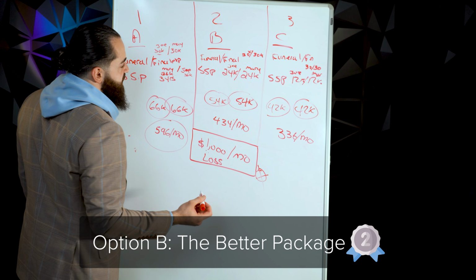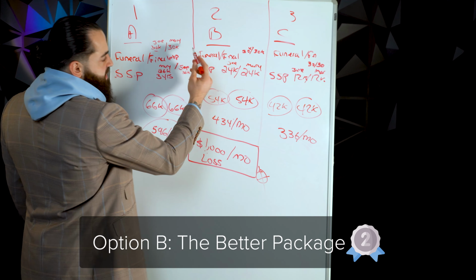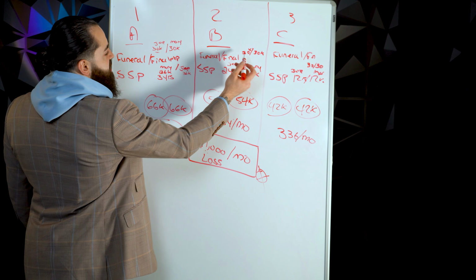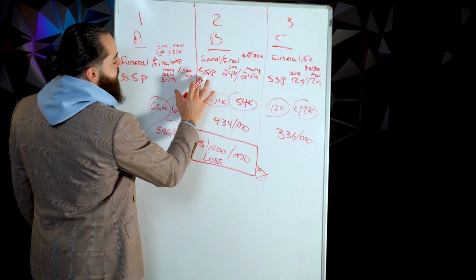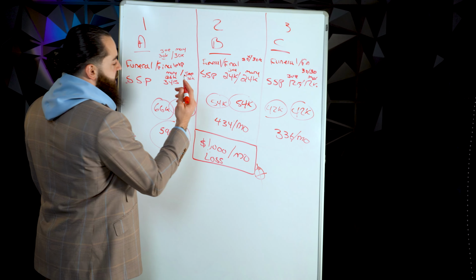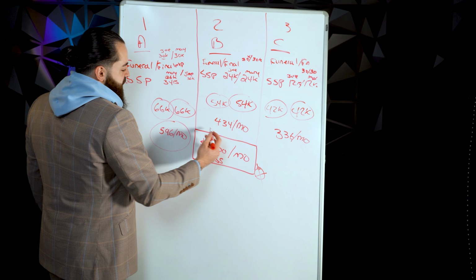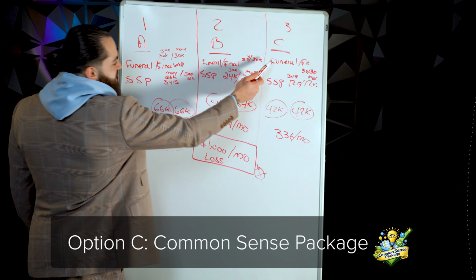Option B, this is not the alpha and not the least option, it's the better option. It's not the best option, it's the better option. So this is funeral final expenses, still covers $30,000 on each of you. Doesn't change from the alpha package on this part, but on the Social Security protection, it gets you 2 years worth of income protection rather than the 3 years on this side. So for this package, it's $434 a month. So it's cheaper than both these options here. And then we have C, the common sense package.